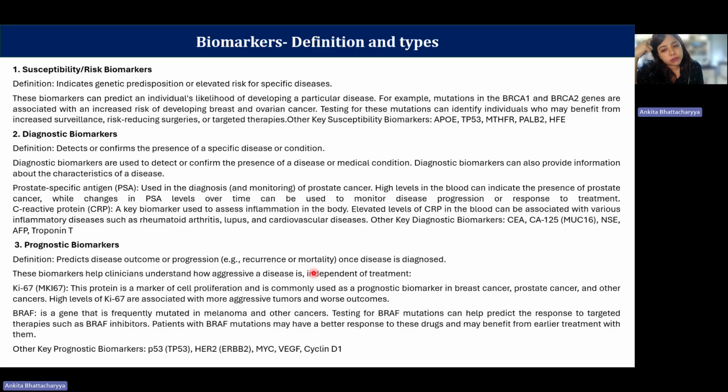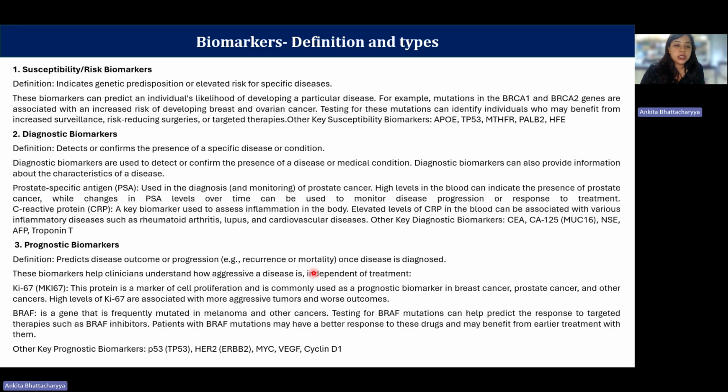So, after a diagnosis has been carried out, the disease outcome, predicting how the disease is eventually going to affect that individual, that is all dictated by the prognostic biomarker.